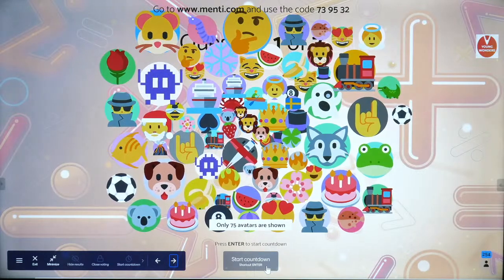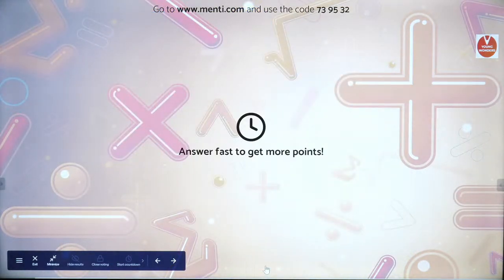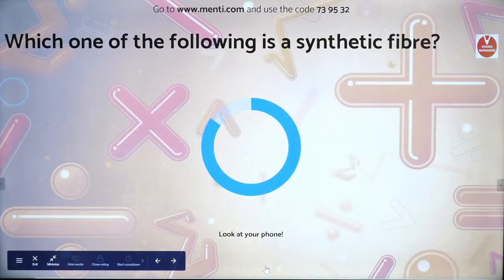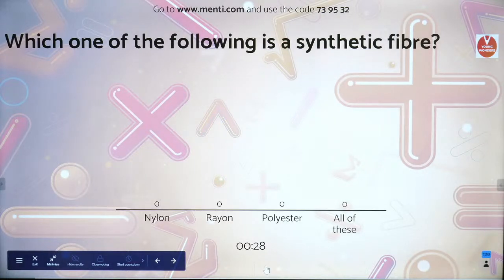Thank you, Shivane. Now, so guys, here is the first question on your screen. Which one of the following is a synthetic fiber? I told you the names of the synthetic fibers. Is it nylon, rayon, polyester, or are all of these synthetic fibers?